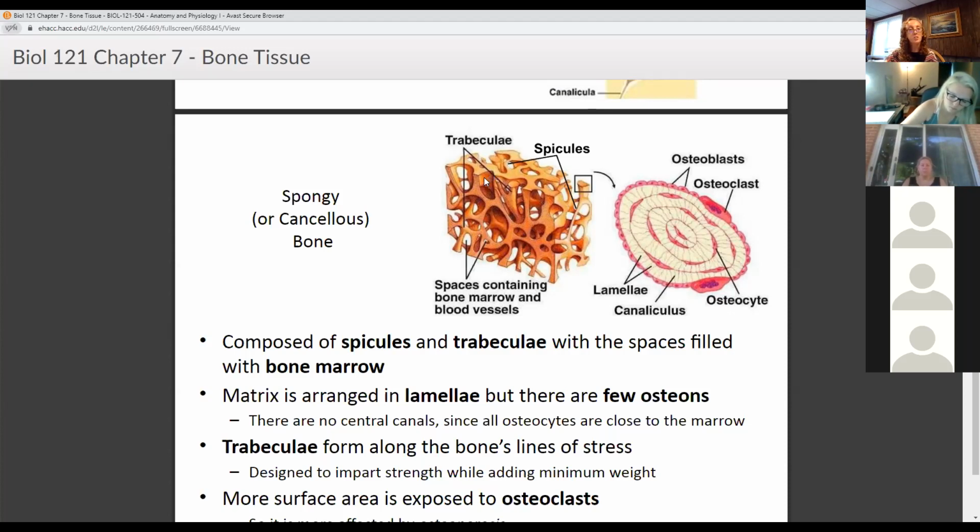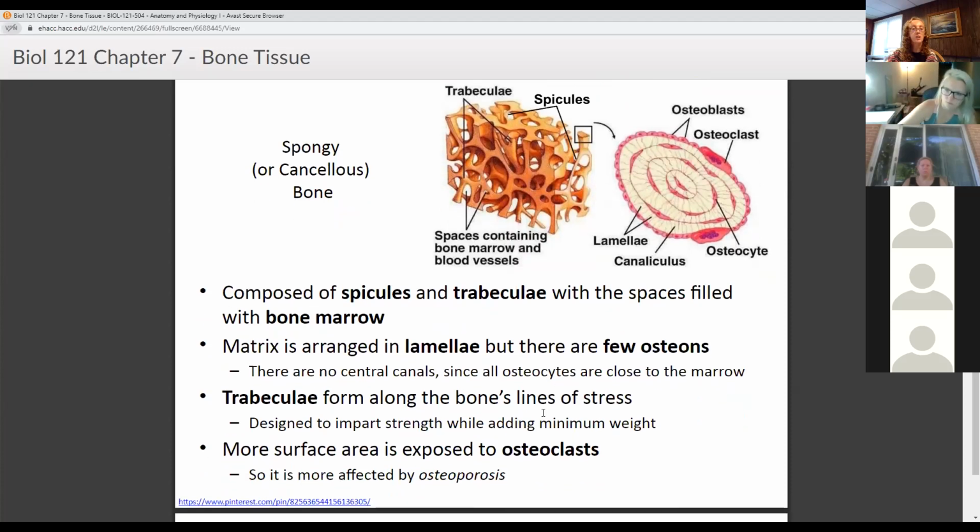Trabeculae, meaning the bars, form along the lines of stress. They're designed to impart strength while adding minimum weight. We'll see that later. Trabeculae are also where we find osteoclasts because of the amount of surface area here. The more surface area that's exposed.